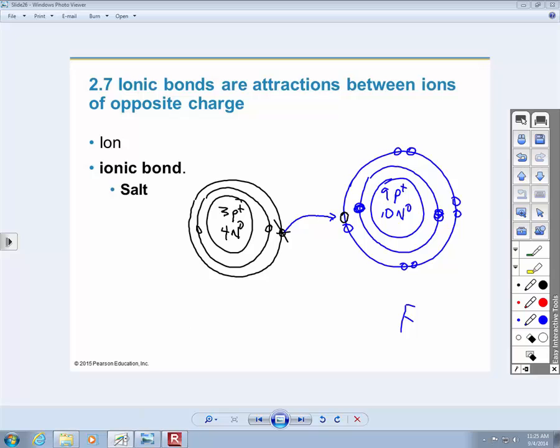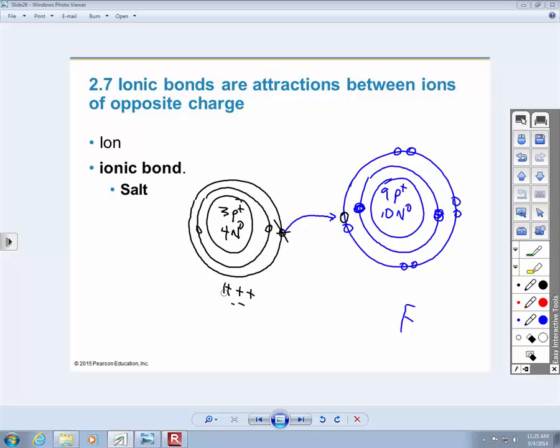I had 3 positives and 3 negatives. 3 protons, 3 negative electrons. That's what you started with. The number of protons and the number of electrons will always be the same on the chart. Well, we're talking about nature now. We just lost an electron. So I have 3 positives and only 2 negatives.